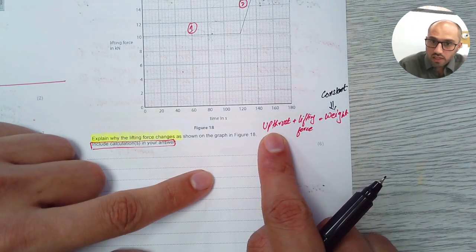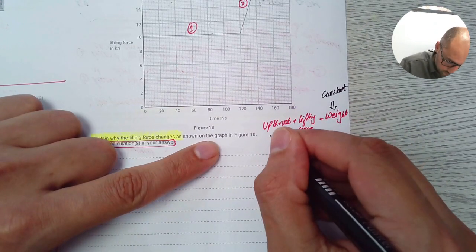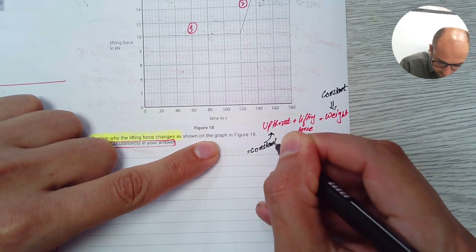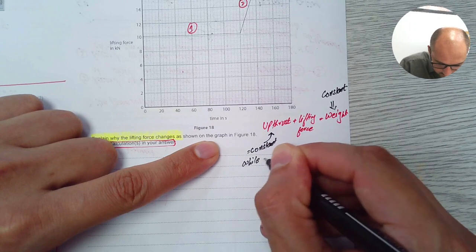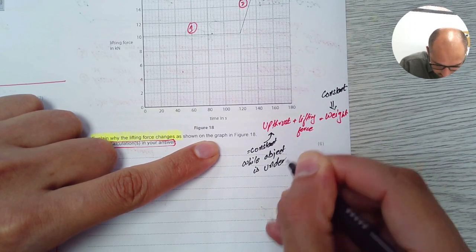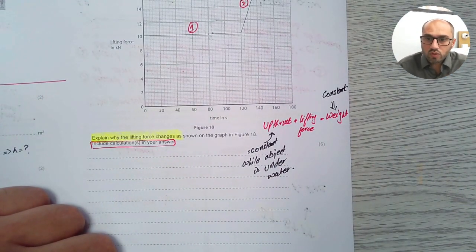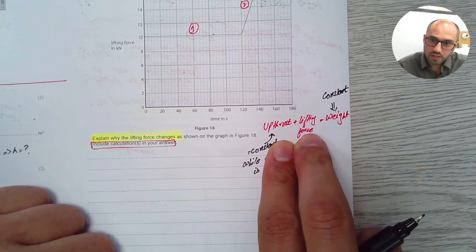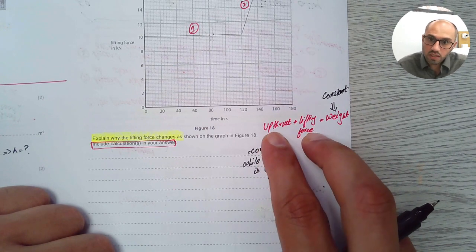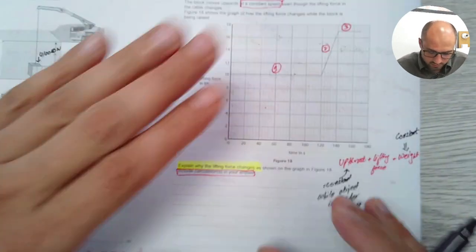For upthrust, as long as the object is underwater, the upthrust will be constant. Once it starts coming out of the water, then the upthrust will change and the lifting force will also change. Once it is completely out of the water, upthrust will achieve a value of 0, and now the lifting force will equal weight. Let's first talk about section 1.